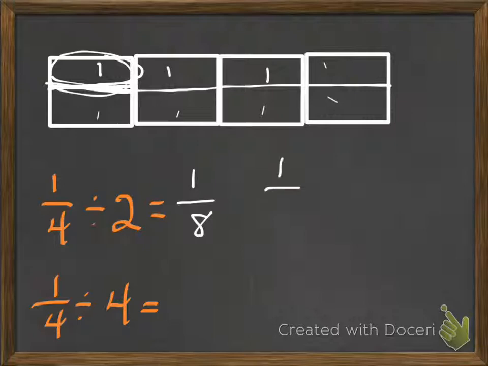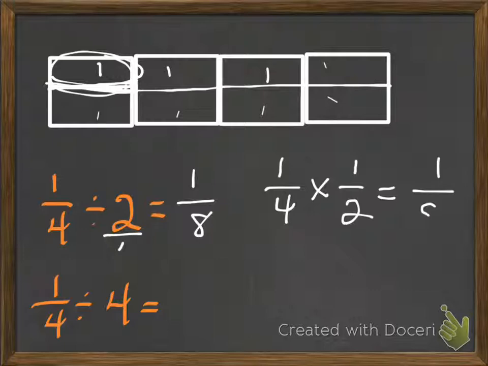Let's try the math. 1/4 divided by 2. So I'm going to change the division to multiplication. It's 2 over 1. I'm going to flip them over, and I'll change it to 1/2. 1 times 1 is 1. 4 times 2 is 8. So 1/8 is that answer. Let's try the other one.